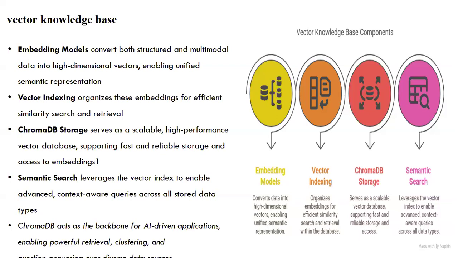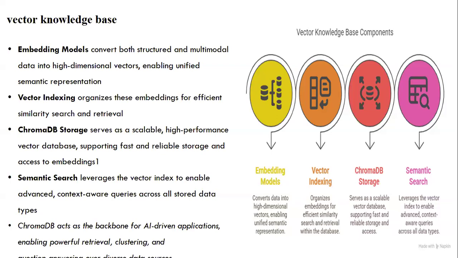It may be FAISS or Chroma DB. Here we store the data in Chroma DB because it is a high-performance vector database. It is helpful for semantic search capability, and allows us to retrieve relevant information across diverse data types. It may be any type. And the vector database is the backbone of our AI-driven system, because we convert our data into a machine-readable vector format, and it helps in retrieval also.